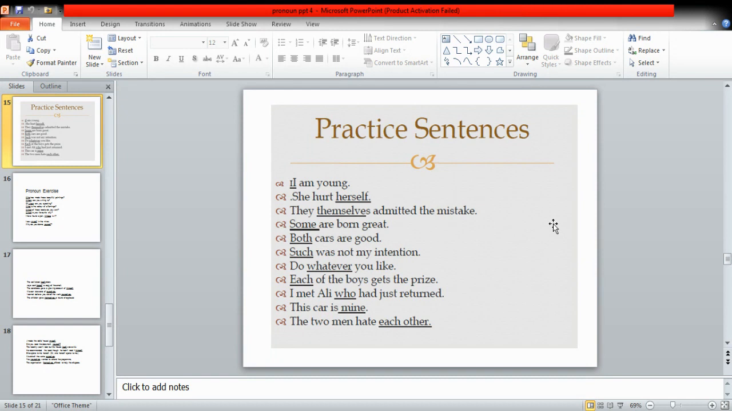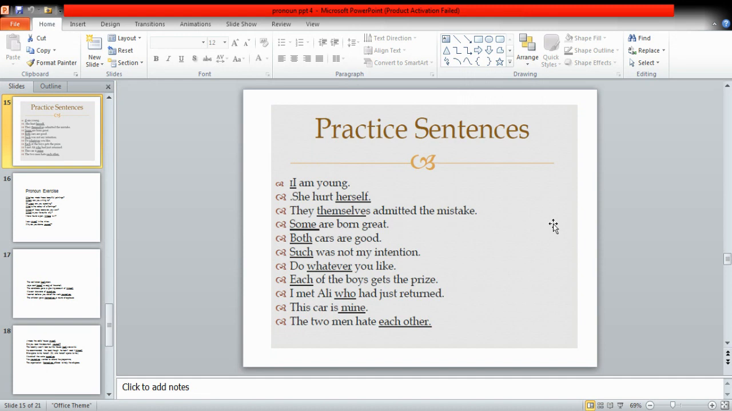we have practice sentences regarding the kinds of pronouns. I am young. I is the first person pronoun. She hurt herself. Herself is acting as an object over here. So this is a reflexive pronoun. They themselves admitted the mistake. Themselves is here just to put the emphasis. So this is an intensive pronoun.